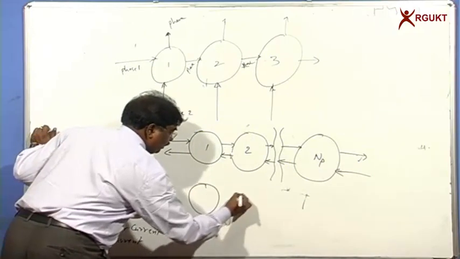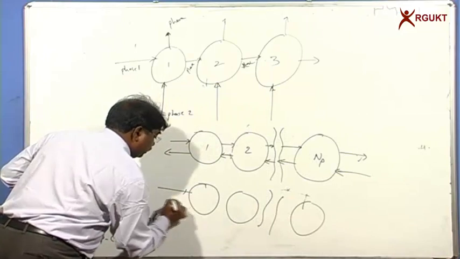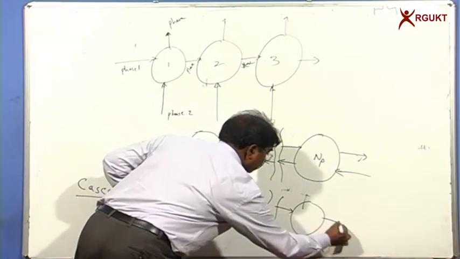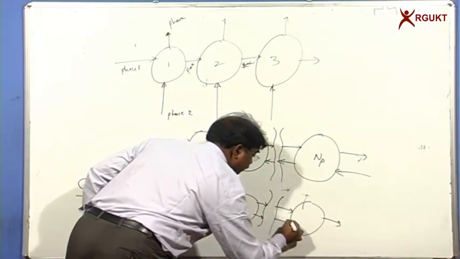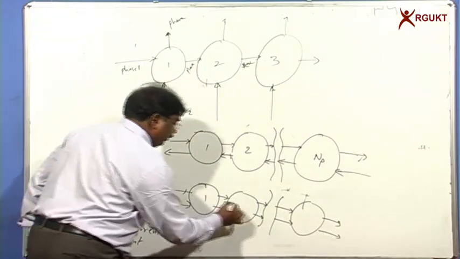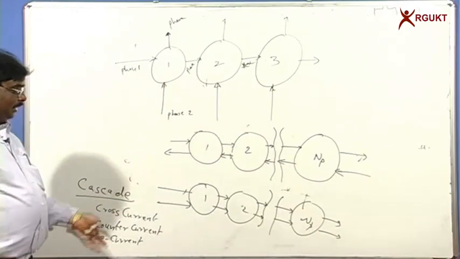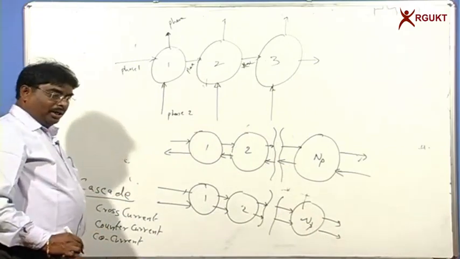In the co-current operation, we may have it like this, and now both phases are flowing in the same direction. This is the difference between the counter current operation, cross current operation, and co-current operation. And here again we have stage 1, stage 2, up to NP stages. The phases are flowing in the same direction, the mass transfer is taking place between the phases, and this is what we call a co-current operation.